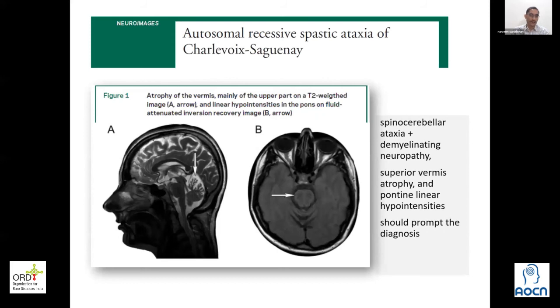Here is another ataxia which has a signature imaging finding, and this is the autosomal recessive spastic ataxia of Charlevoix-Saguenay. You see that they have the characteristic superior vermis atrophy combined with these linear FLAIR suppressing lesions in the pons.